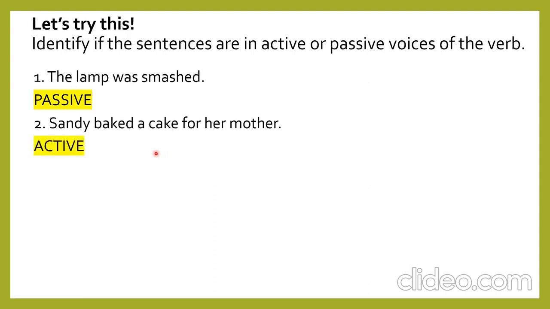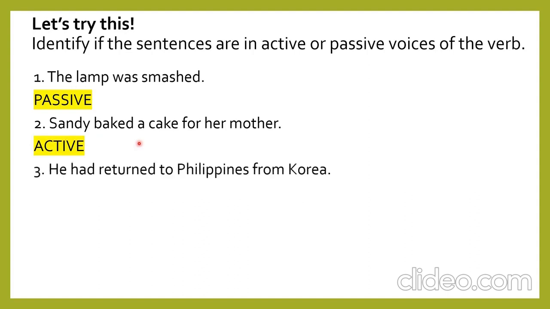The answer for number 2 is active. Why active? Because Sandy is the one who did the action of baking. Sandy is not the one who was baked, but Sandy did the baking of a cake. So it's active. Next, number 3.